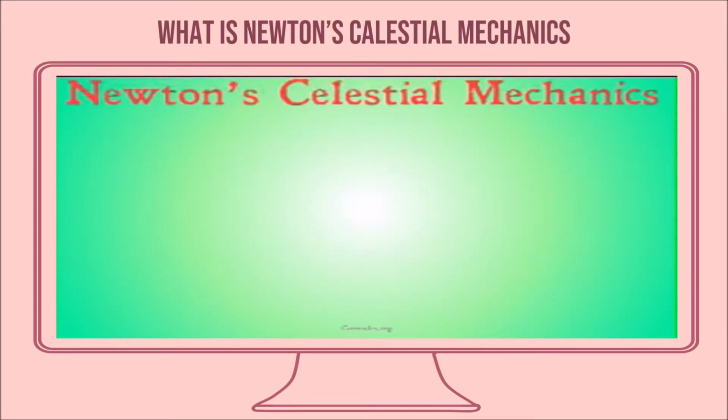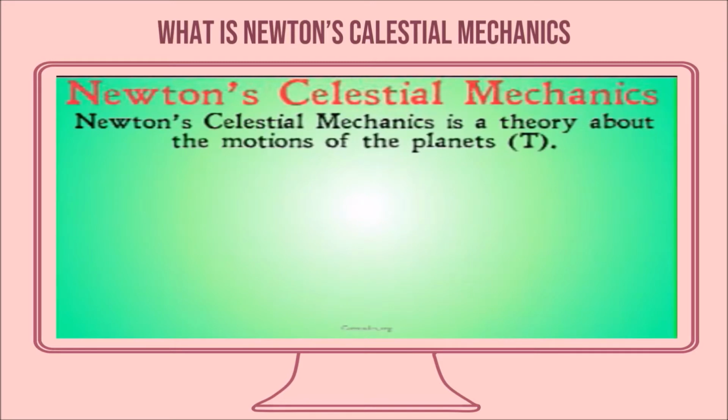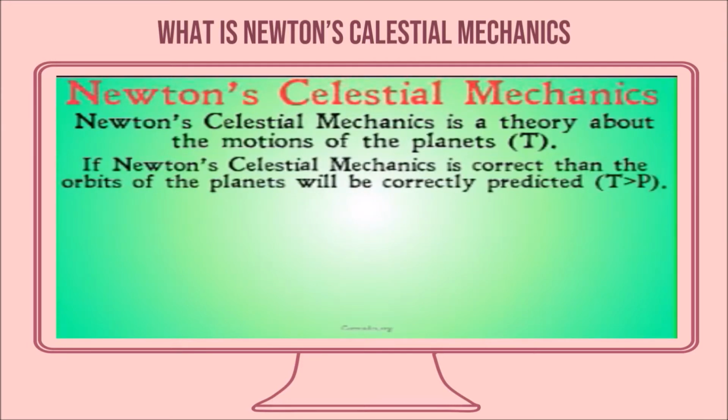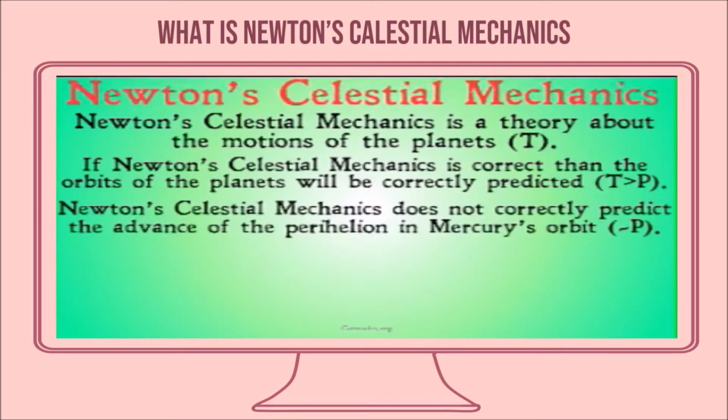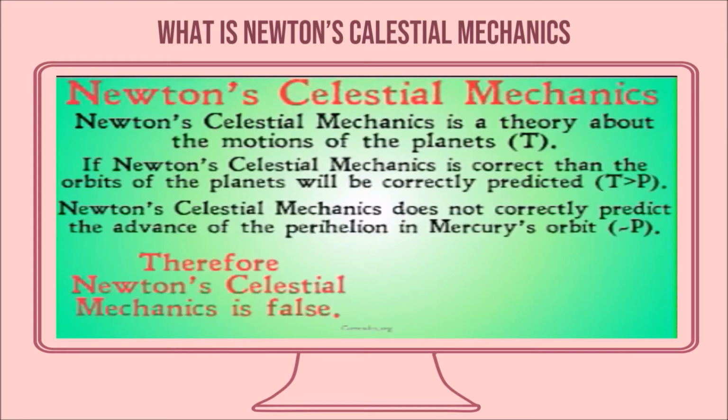Let's put this into a more specific context and talk about Newton's celestial mechanics. Newton's celestial mechanics is a theory about the motion of the planets. We're going to take that as our T, our theory. If Newton's celestial mechanics is correct, then the orbits of the planets will be correctly predicted. T implies P. Newton's celestial mechanics does not correctly predict the advance of the perihelion in Mercury's orbit, not P. Therefore, Newton's celestial mechanics is false.